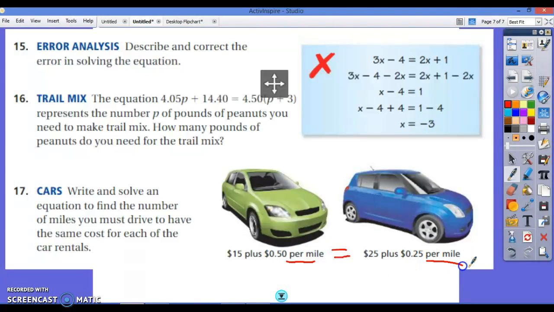So here, we can just make our variable into an m, and we have 15 plus 50 cents per mile is equal to 25 plus 25 hundredths per mile. And then from there, solve it out. You can work with fractions on this if you want to work with them. You can kill off your fractions like that. Or if you choose to, you can work with decimals.